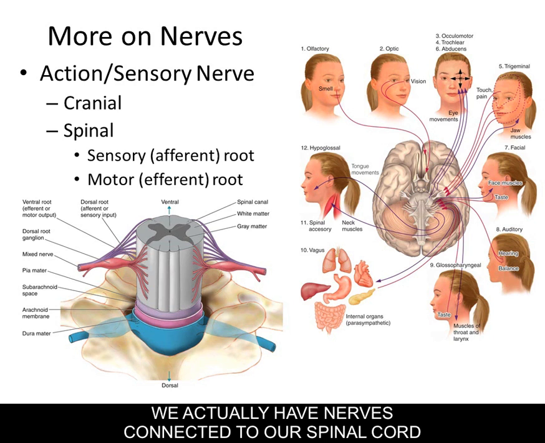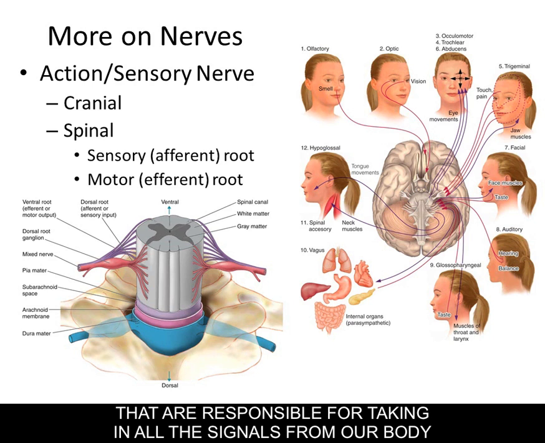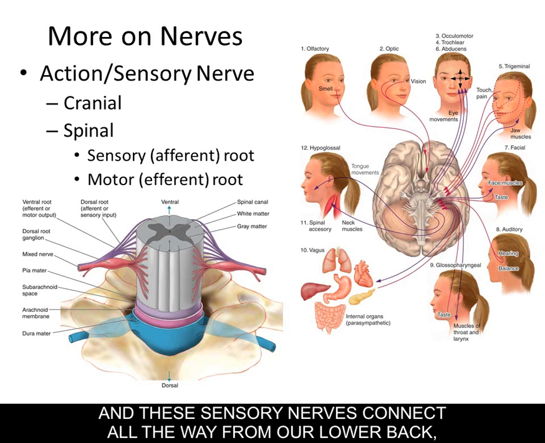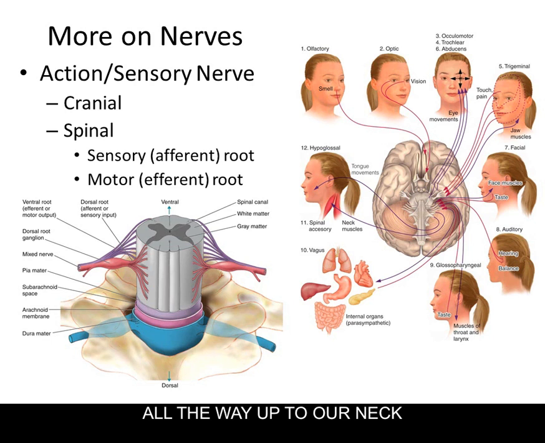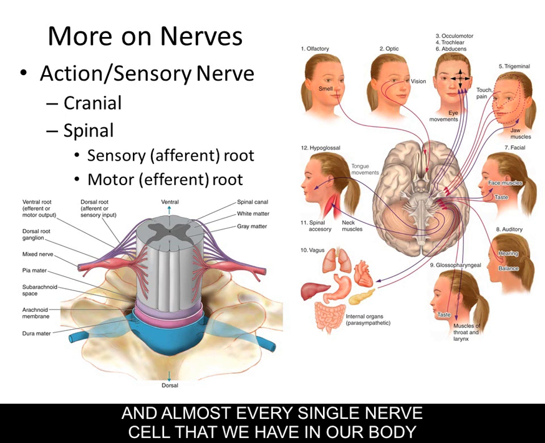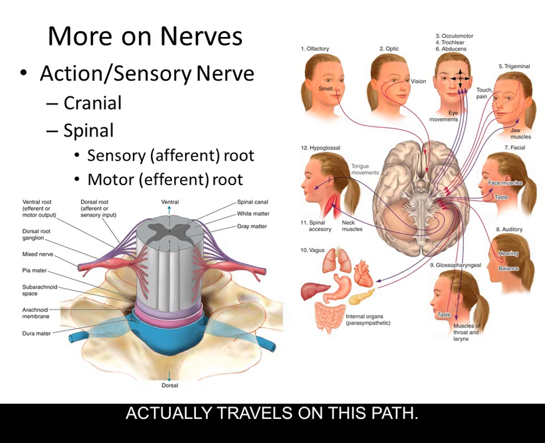body, we actually have nerves connected to our spinal cord that are responsible for taking in all the signals from our body. And these sensory nerves connect all the way from our lower back, all the way up to our neck, and all the way right into our brain. And almost every single nerve cell that we have in our body actually travels on this path.